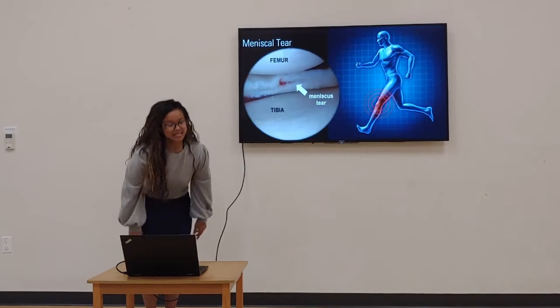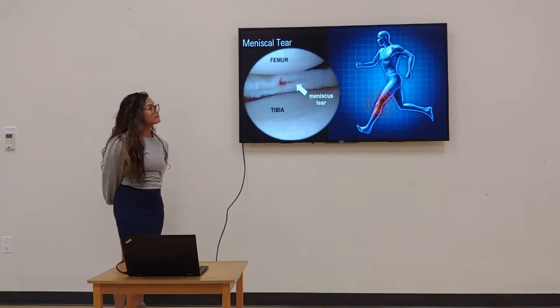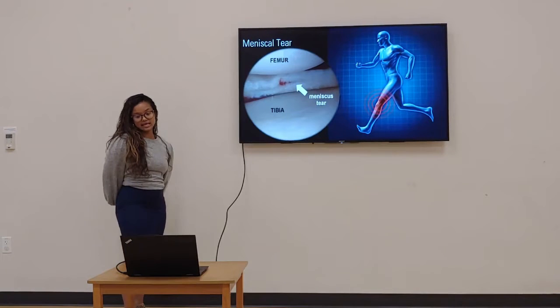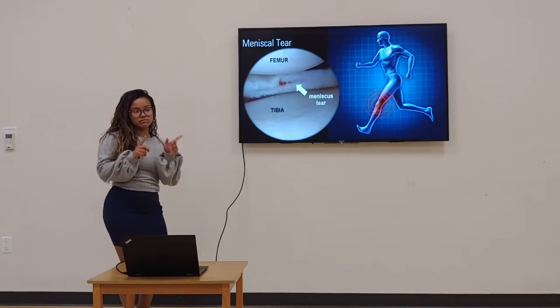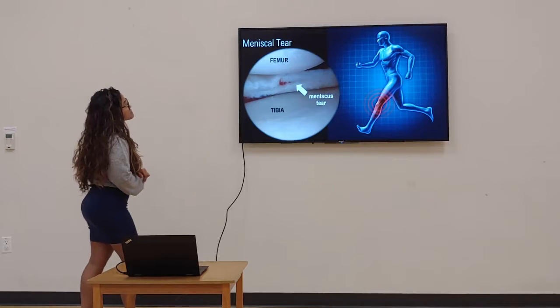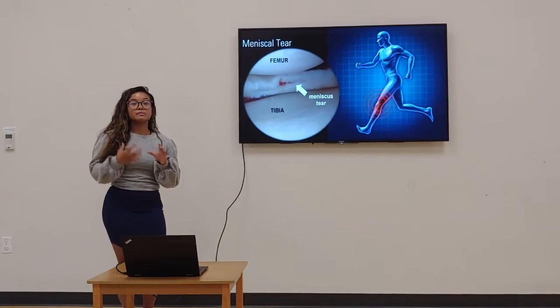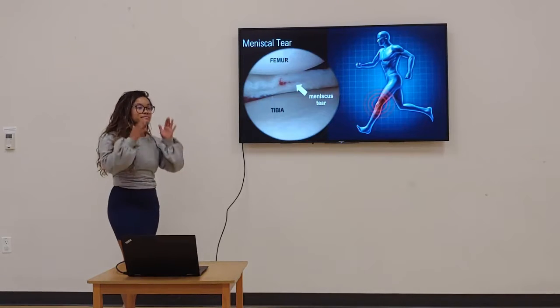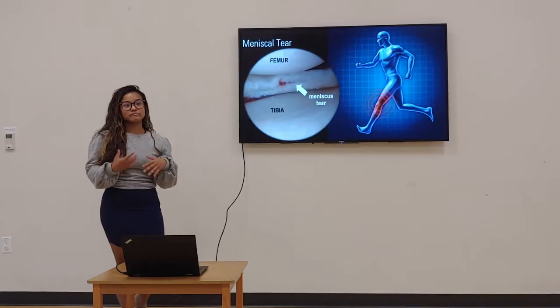Okay, so here is an actual picture of a meniscus tear. So studies have shown that there is a 10 to 30% of blood supply in the medial, and there is a 10 to 25% of blood supply in the lateral. So vascularity is very important in the meniscus because it allows the cartilage itself to repair.